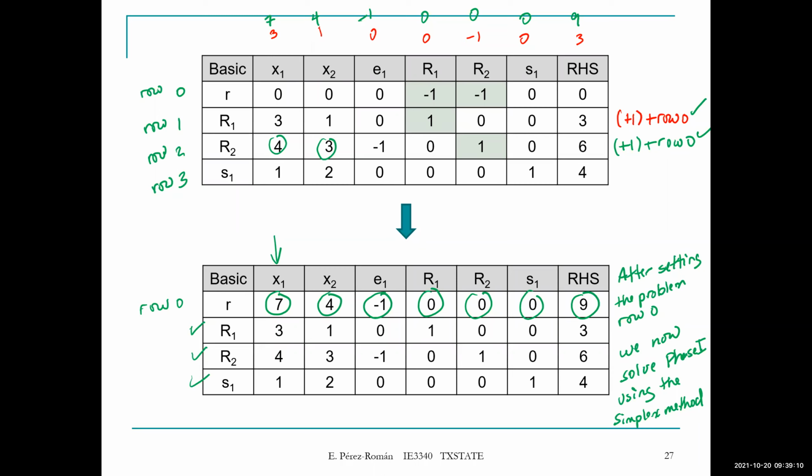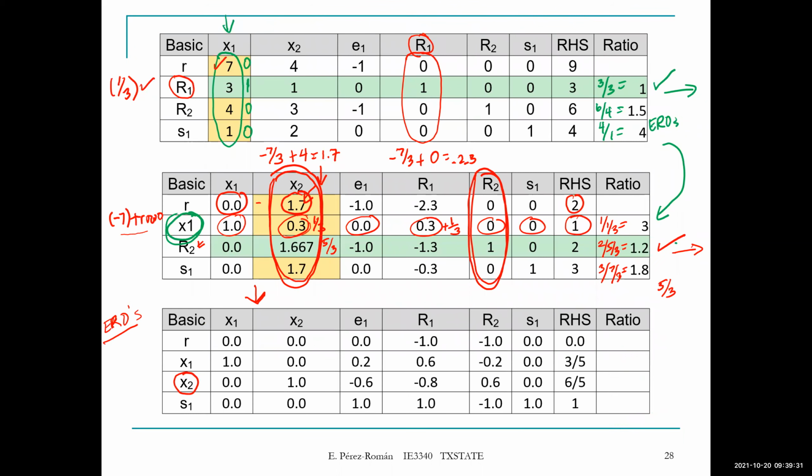So we are minimizing. The objective function is the minimization of the summation of the artificial variables. So we are going to look for the largest positive coefficient in row 0. So in that case, that's X1. So X1 is going to enter, and then we do the minimum ratio test to identify who's going to leave. So that's the operation that we are doing right here. So the minimum is 1. So that means that X1 is going to enter, R1 is going to leave.